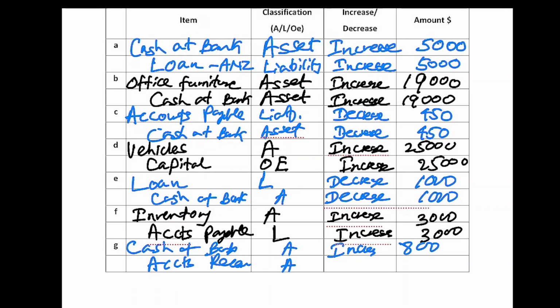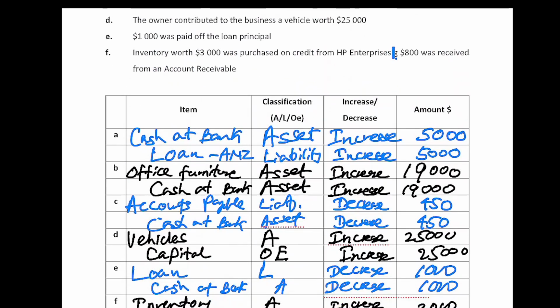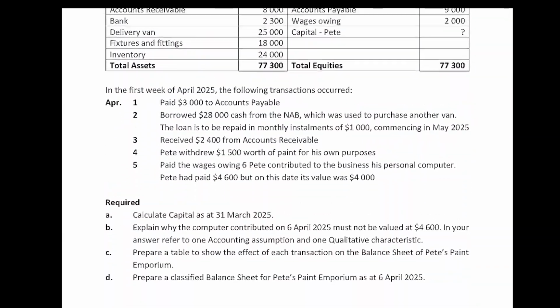Asset. What happens to accounts receivable? Decrease, 800. Is it clear why accounts receivable decreases? Why? Because when they pay us the money that we have to collect from them, the money that we are going to receive from them in the future will decrease. Yeah, that's it.